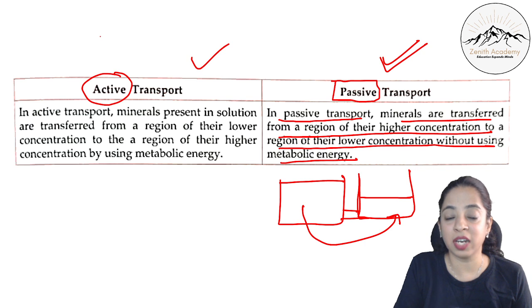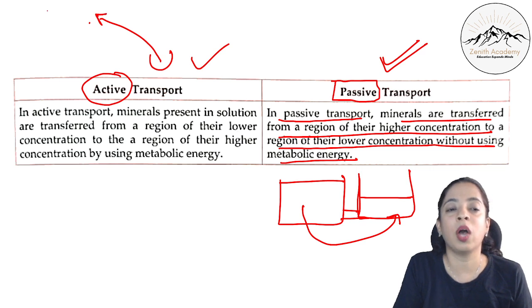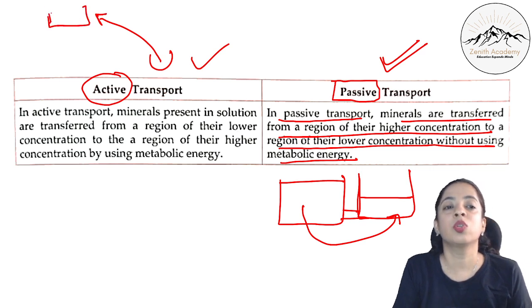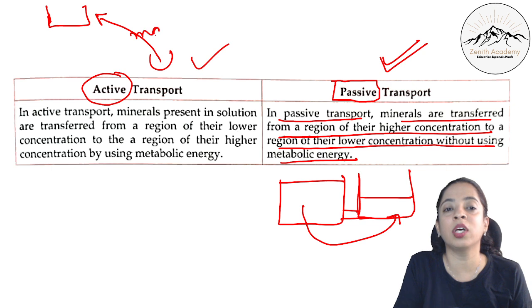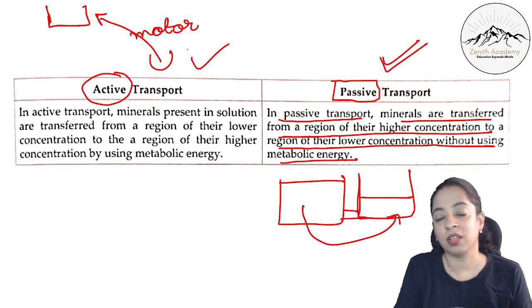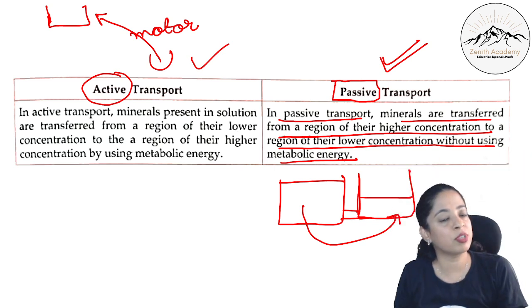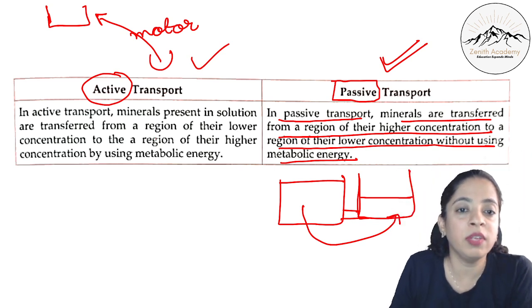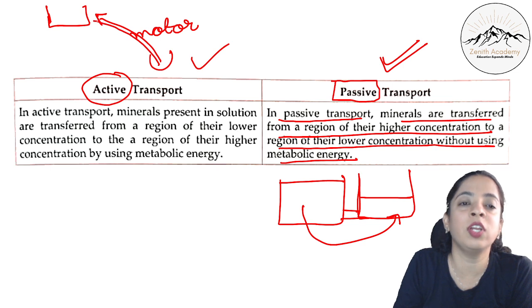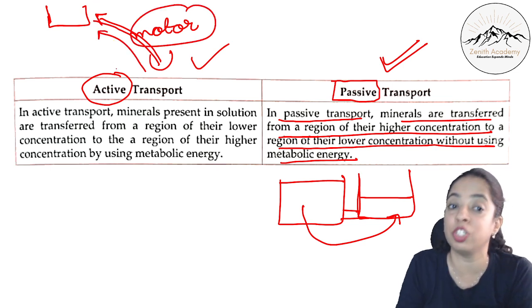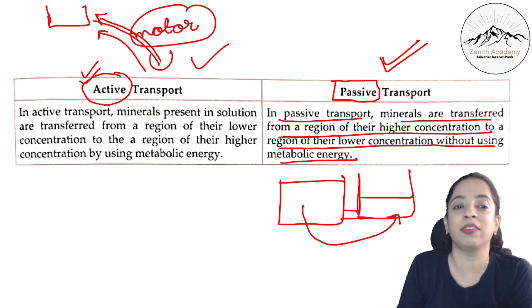But in the active transport case, if there is water down below and you want to push it up to a higher concentration, you will need some motor to do this, right? Water will not go from down to up on its own, but from up, water can flow down by itself. So even if you connect this, water will not flow up, so you will need some energy to push this water from lower energy to higher energy. So that is active transport.